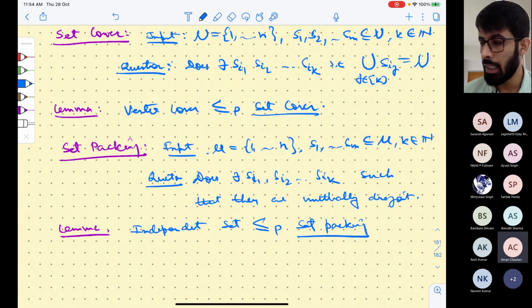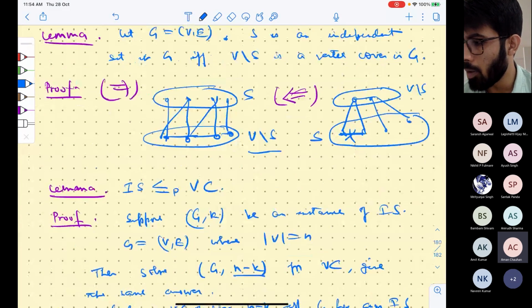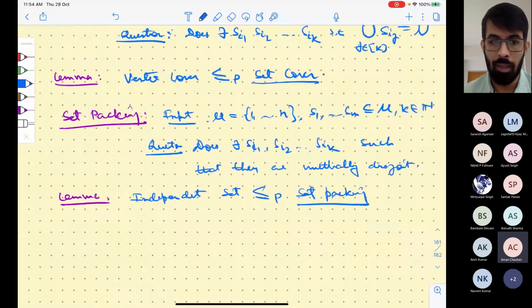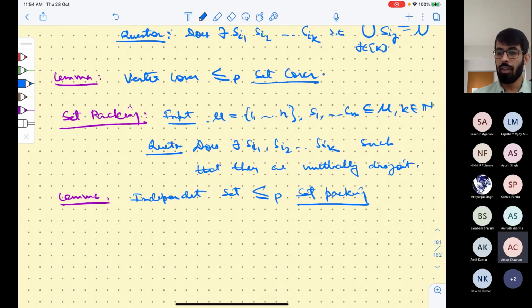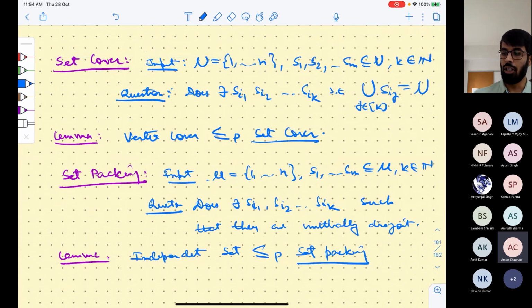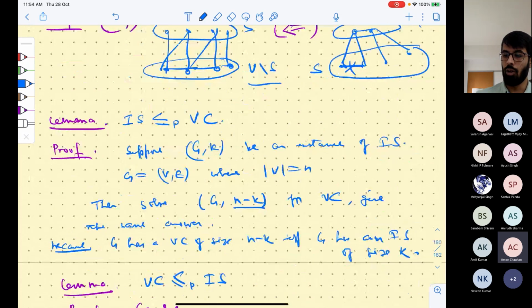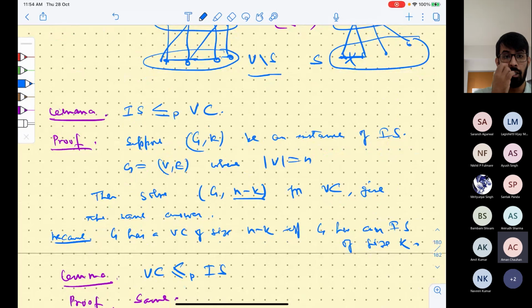Okay, so this is all I wanted to do today, and tomorrow we'll see some more problems, and maybe if we can, we'll get to NP and what those things are. Right now I just wanted to do some reductions, following the book. Any questions for these problems or for the vertex cover and independent set reduction?